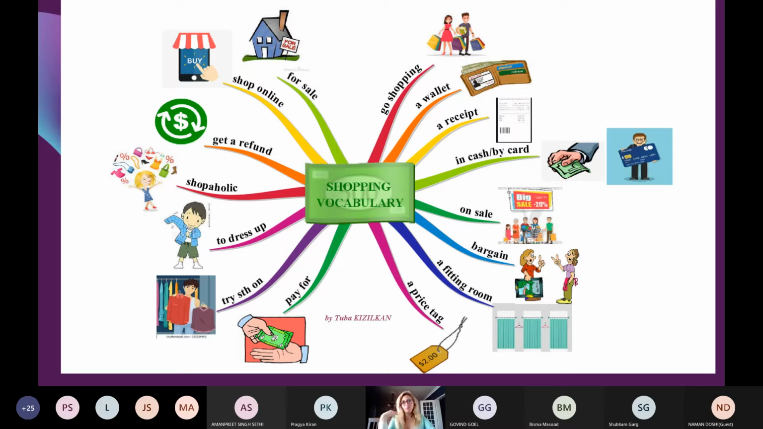Indeed, indeed. So there's one question. Arya, you can unmute yourself and ask the question. Yeah, I just wanted to ask the difference between concept mapping and mind mapping.